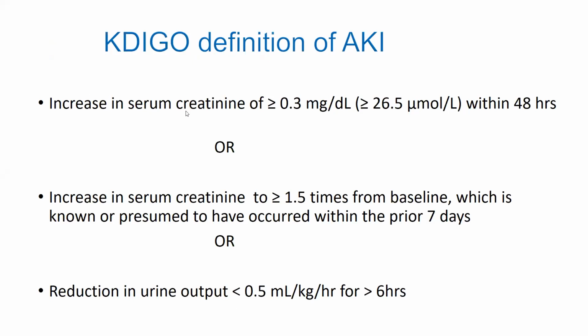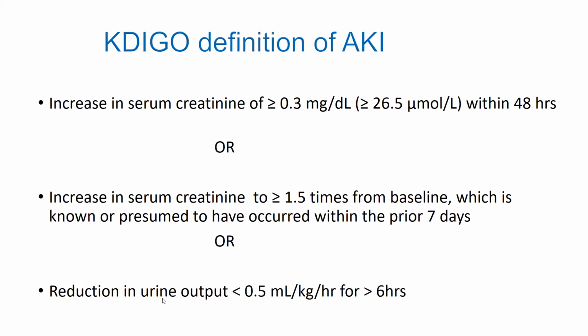If you are using creatinine, you need a rise in serum creatinine of more than 0.3 milligrams per deciliter, or, if you are using the units of micromoles per liter, more than 26.5 micromoles per liter within 48 hours. Or it could be an increase of serum creatinine to more than 1.5 times the baseline, which is known or presumed to have occurred over a period of 7 days.